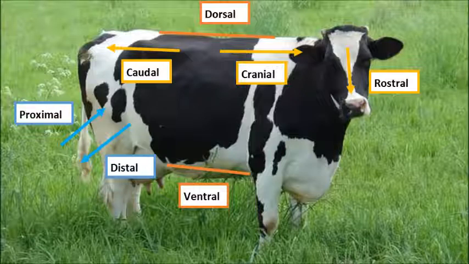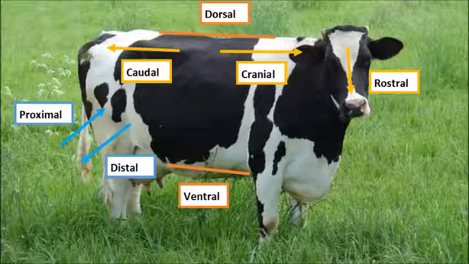Dorsal and ventral. Dorsal means towards the backbone, and ventral means towards the abdominal wall. Distal and proximal. Distal means away from the point of attachment, while proximal means towards the point of attachment. Medial and lateral. Medial means towards the median plane, while lateral means away from the median plane.